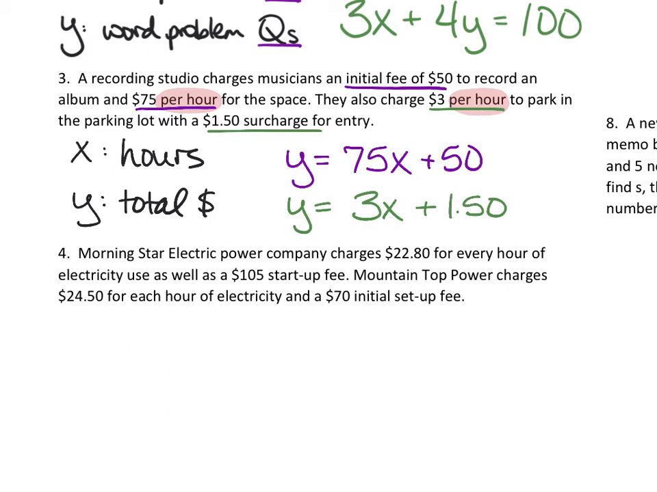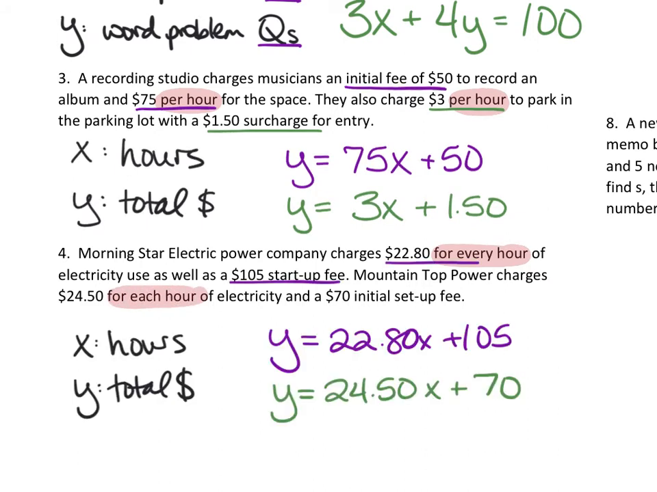Your turn again. You've got number 4. It says Morningstar Electric Power Company charges $22.80 for every hour of electricity, as well as a $105 startup fee. Mountaintop Power charges $24.50 for each hour of electricity and a $70 initial setup fee. Let's write the equations that represent these two power companies.